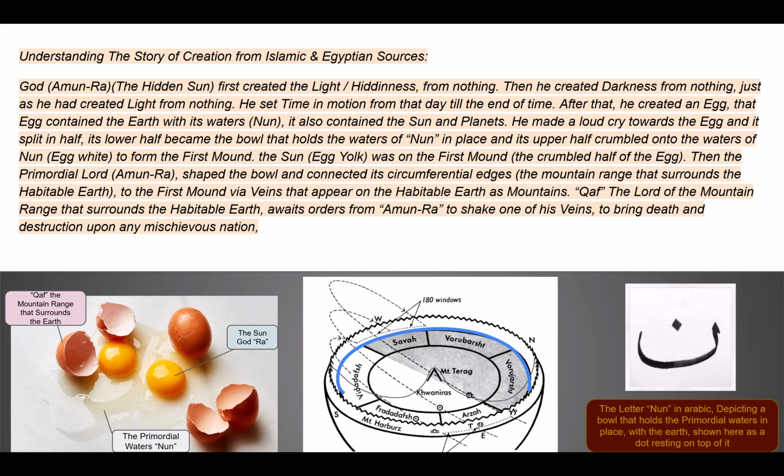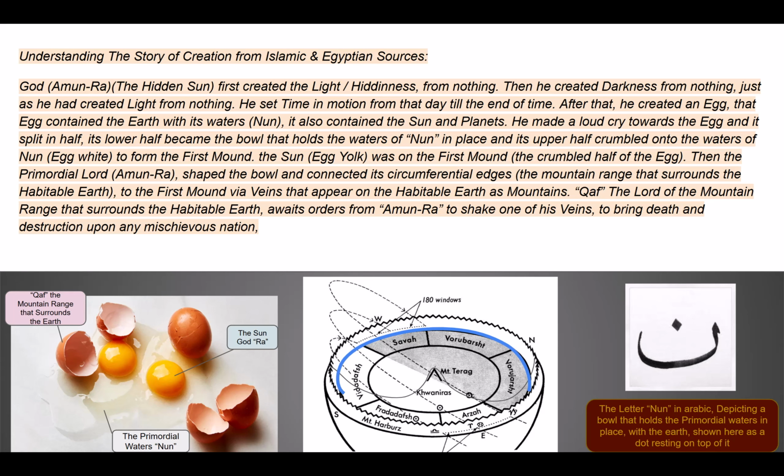God, Amun-Ra, the hidden sun, first created the light, hiddenness, from nothing. Then he created darkness from nothing, just as he had created light from nothing. He set time in motion from that day till the end of time. After that he created an egg. That egg contained the earth with its waters Nun. It also contained the sun and planets.